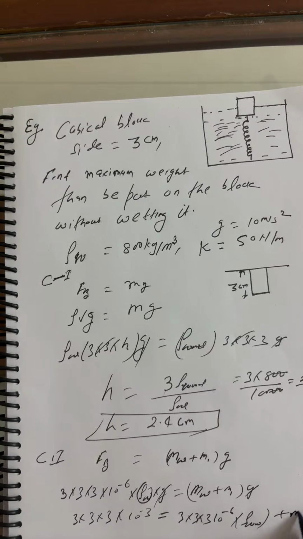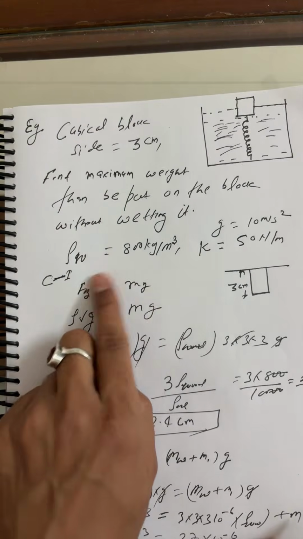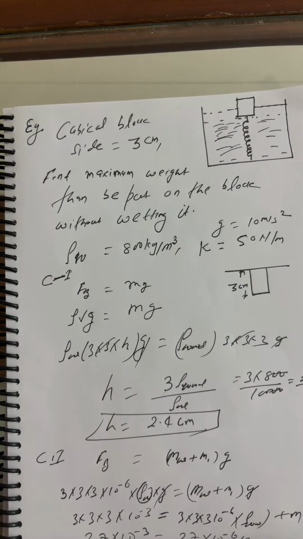Finally, solve everything from all sides. 3 threes are 9, 9 threes are 27. So 27 into 10 to the power minus 3 equals 27 into 10 to the power minus 6 times the density mentioned, which is 800, plus m. Finally, solve and you will get an answer. Let us suppose I consider it x, in kilograms.